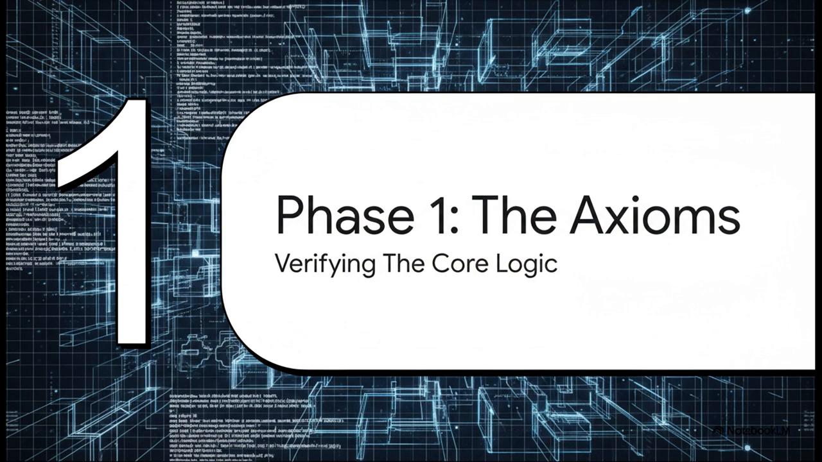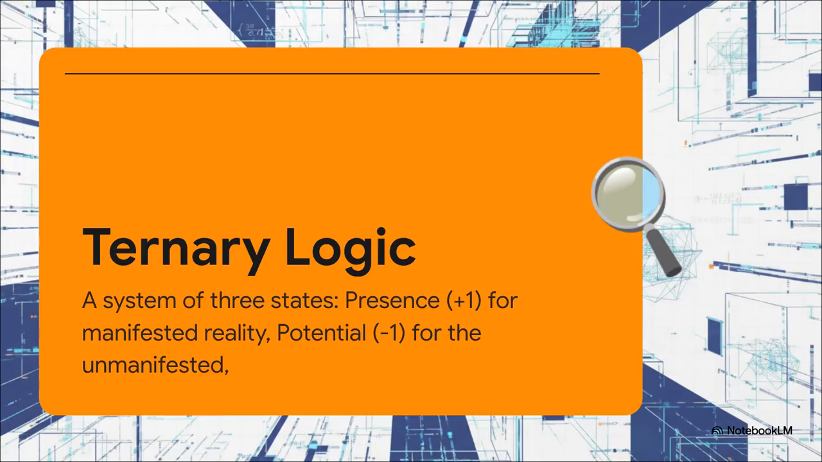Our objective here is pretty straightforward. Determine if the foundational logic is internally consistent on its own terms, regardless of how it conflicts with what we know. The first thing you need to know is that this system completely throws out binary logic. It operates on a ternary or 3-state system. And this isn't just a technical detail, it's a fundamental view of reality. +1 represents presence. That's manifested, actual reality. -1 is potential, the unmanifested, what they call the dream state. And 0 is truth, the point of convergence where all forces are in perfect balance.